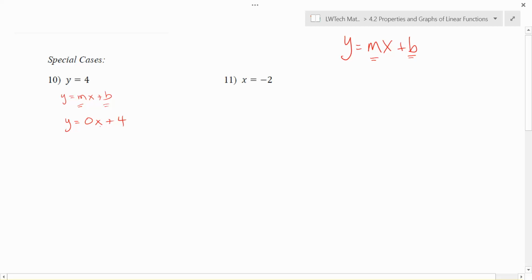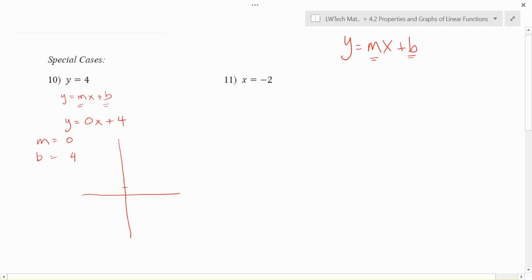Remember, if you multiply anything by 0, that becomes 0, and then 0 plus 4 is 4, and I can work this way. So if you ever come across a situation where there is no x at all, we can think of that as 0x. So when we go to identify our slope and our y-intercept, the slope would be 0, and our y-intercept would be 4. Once you think of it from this point of view, drawing the graph of this line is no different than anything else that we've done up to this point.